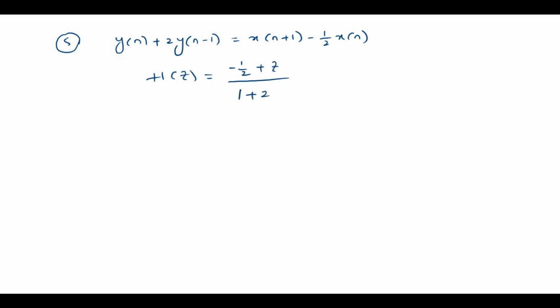See the CCD equation: y[n] + 2y[n-1] = x[n+1] - 1/2 x[n]. With this, H(z) = (-1/2 + z) / (1 + 2z^-1). Again, the pole is at z = -2. So simply it is unstable. Okay, simply it is unstable.